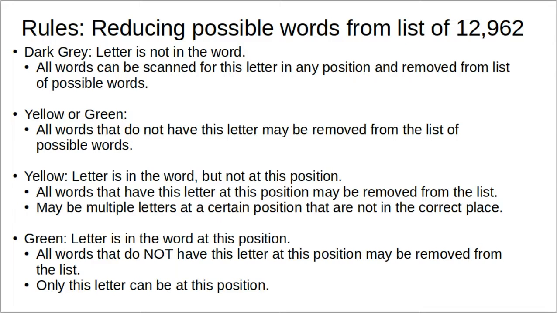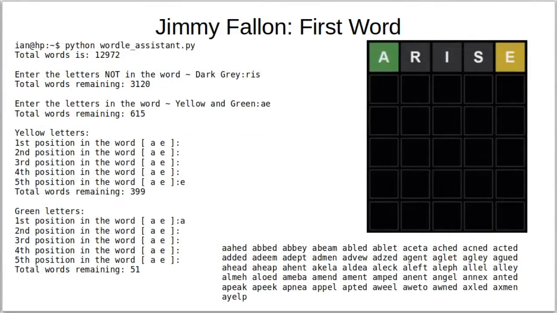If it's just orange, then the letter is in the word but not at this position. All words that have this letter at this position may be removed from the list. And then there may be multiple letters at a certain position that are not in the correct place, so we need a field that allows you to put in multiple letters for that position. And it could be green, which means the letter is in the word and it is at this position. So all words that do not have this letter at this position may be removed from the list, and only this letter can be in this position. So each one of these steps filters out some of the words, and hopefully there's only one word left.